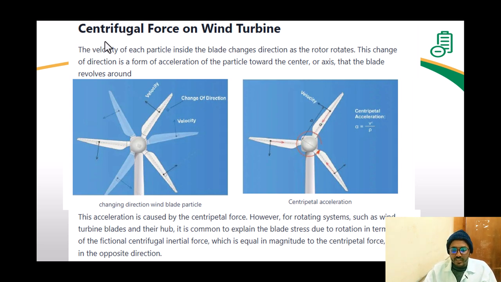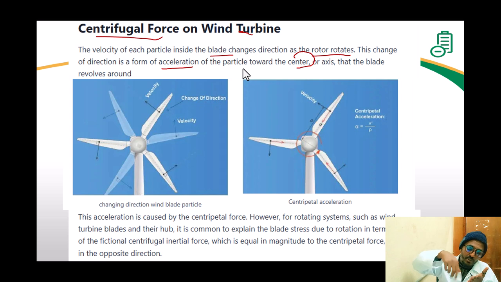So the third one is centrifugal force on wind turbine blades. Centrifugal, center, right? The velocity of each particle inside the blade changes direction as the rotor rotates. There's a velocity, so as the rotor rotates, the velocity is also changing, right? This change of direction is a form of acceleration of particles toward the center or axis as the blade revolves around. I told you before, centrifugal means center, right? So when there is blade rotation, there is also a velocity change due to the acceleration of the particles toward the center or toward the axis.